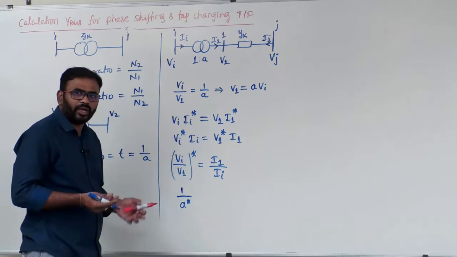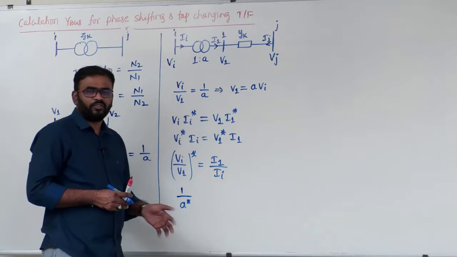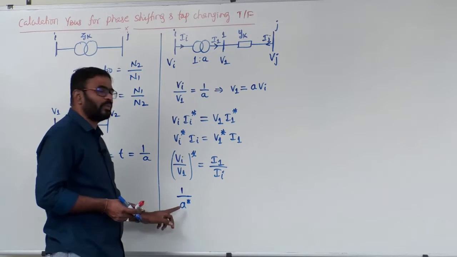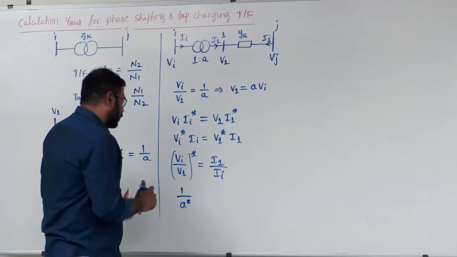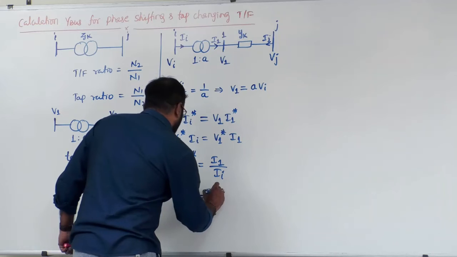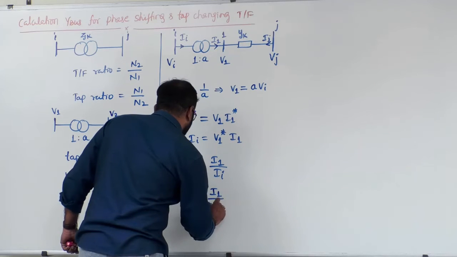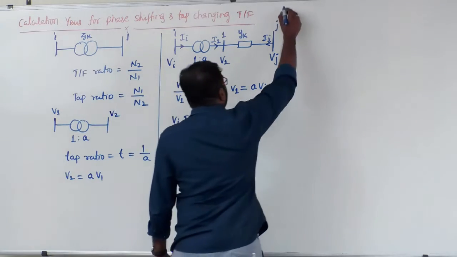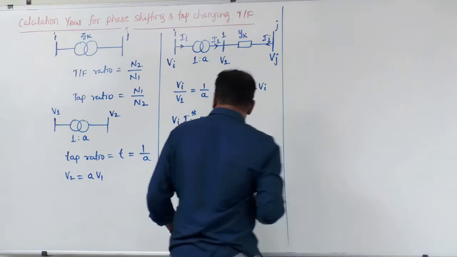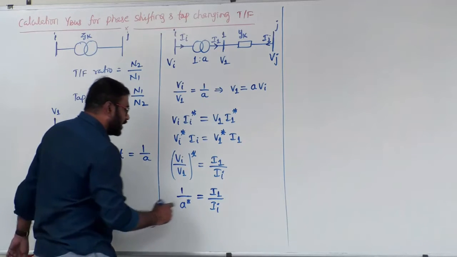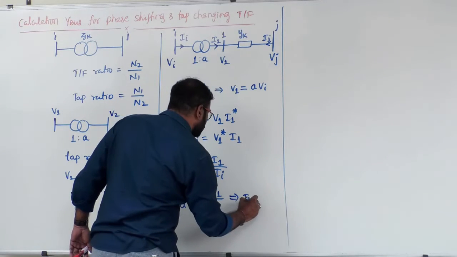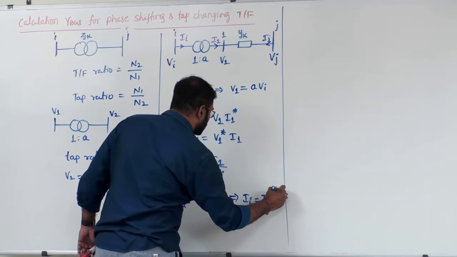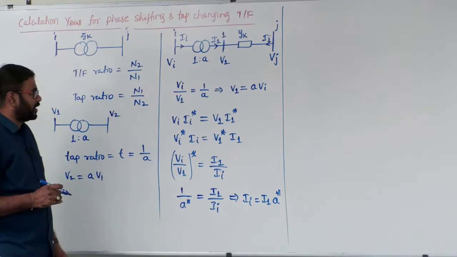A conjugate equals A for a tap changing transformer. For a phase shifting transformer, A conjugate is not equal to A, because for a phase shifting transformer A is a complex number. Now have a look here. We get I1 by Ii. Clear? So from this, what can I write? Ii equal to I1 into A conjugate. Clear? Ii equal to I1 into A conjugate.